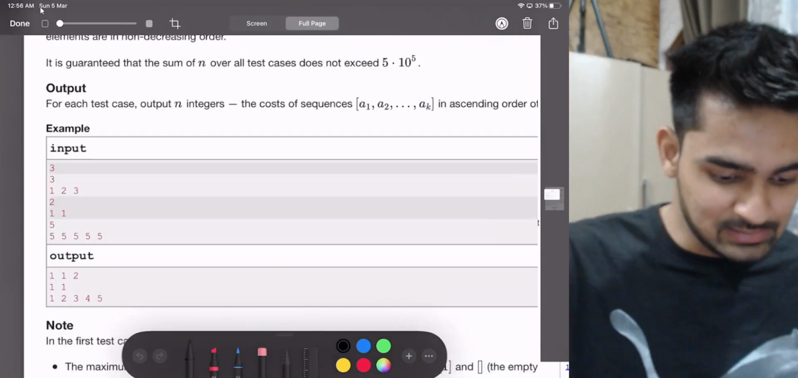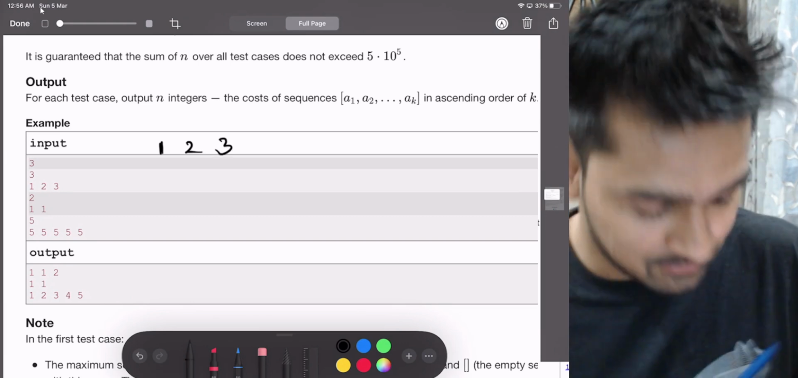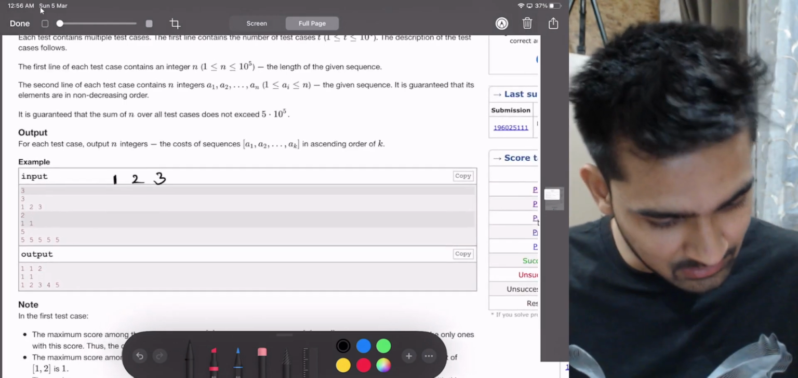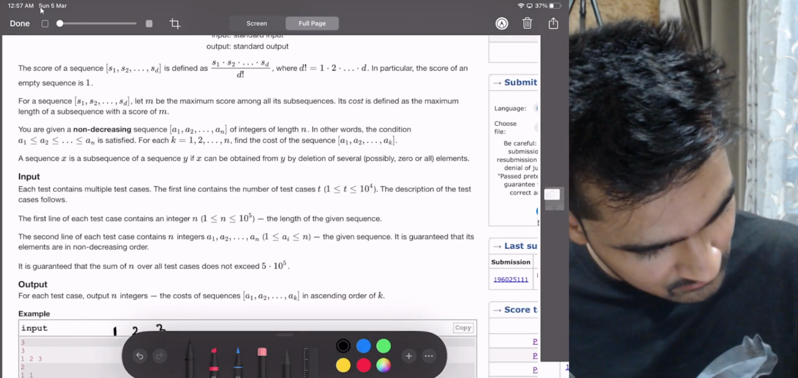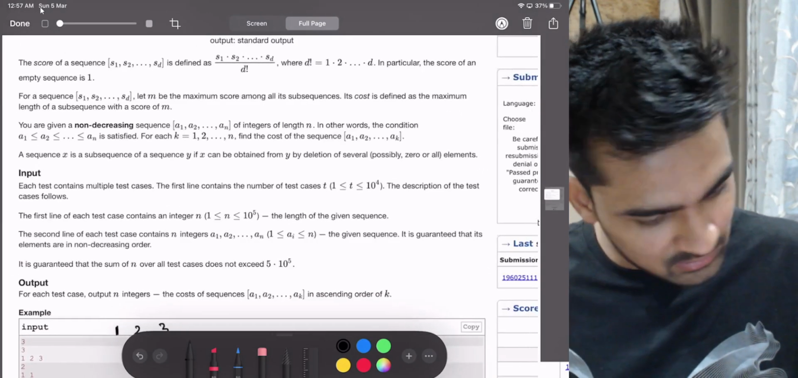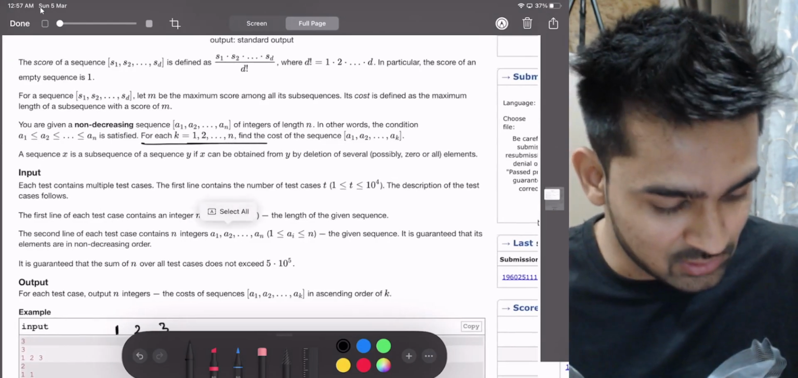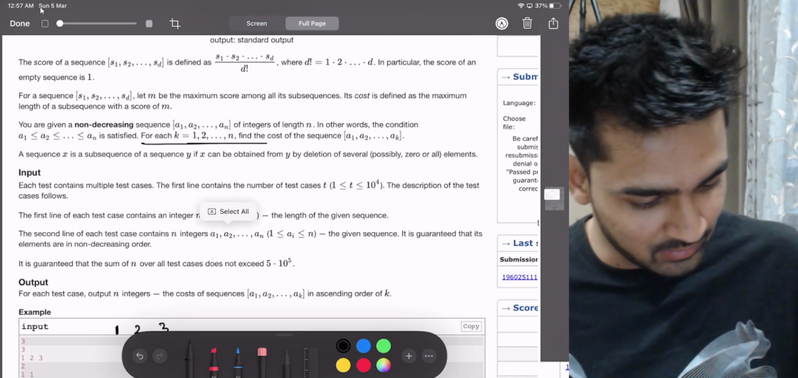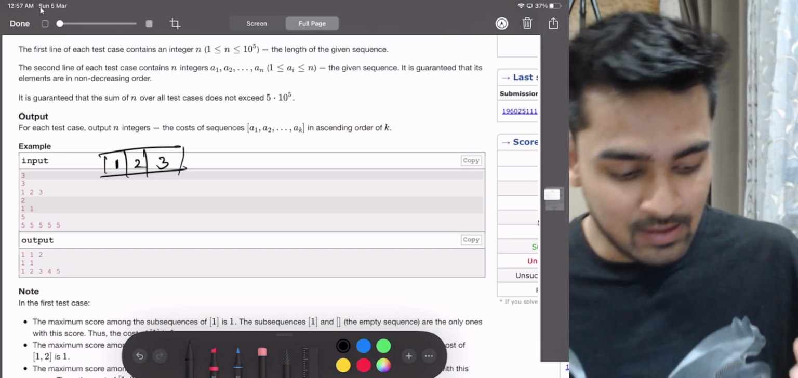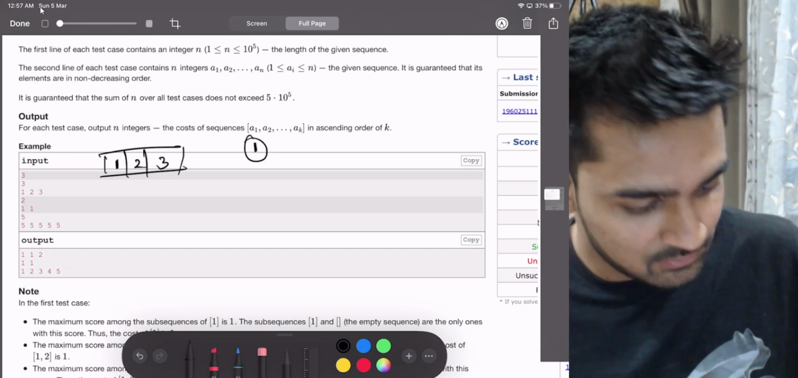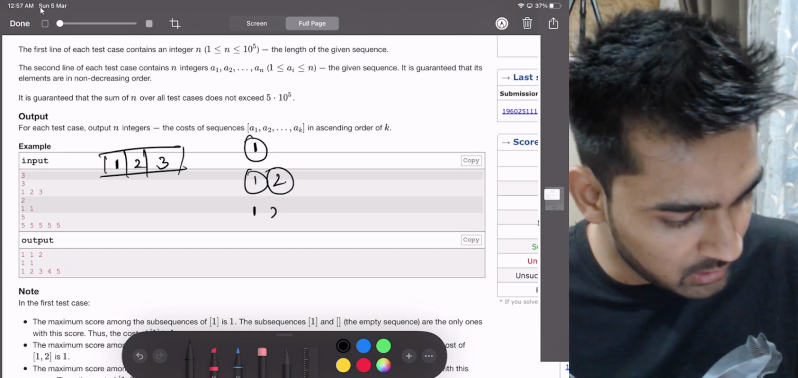Cool. So let's take the very first input and see what they're trying to say. Let's say we have three elements, 1, 2 and 3. I missed something in the statement: for each k, find the cost of the sequence. So we need to find the cost of the sequence for each k. If the entire array is 1, 2, and 3, first we consider only 1, then 1 and 2, then 1, 2, and 3.